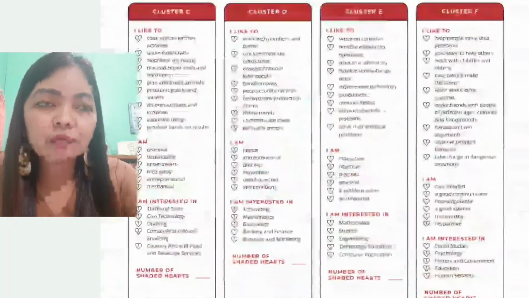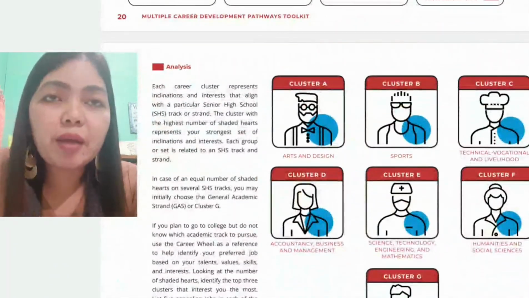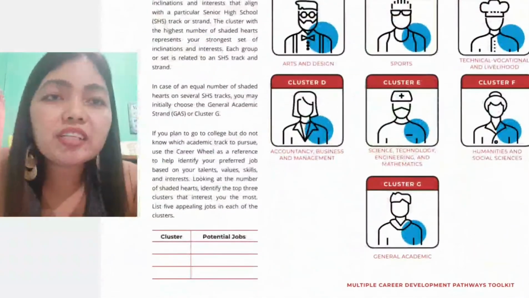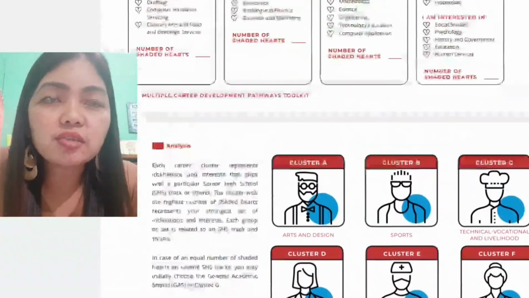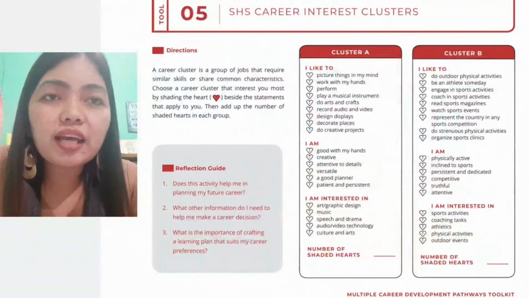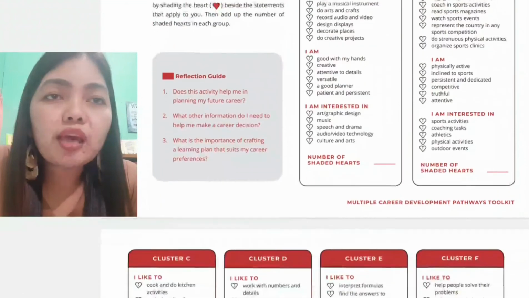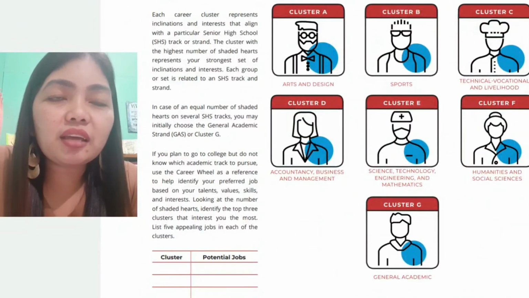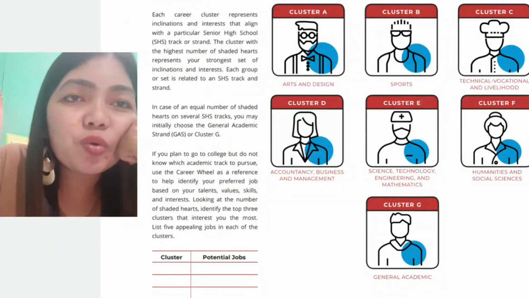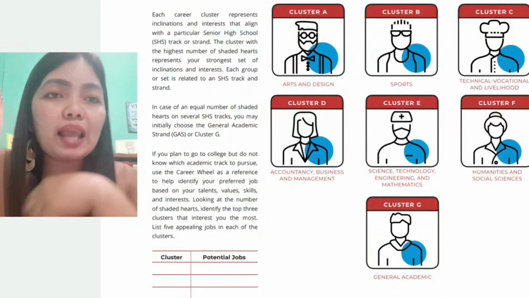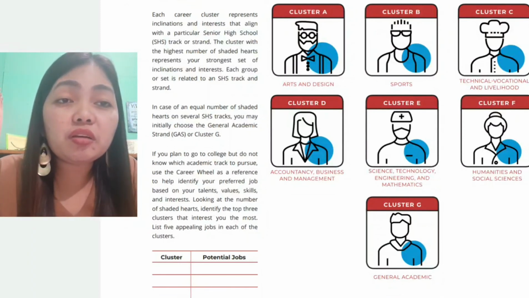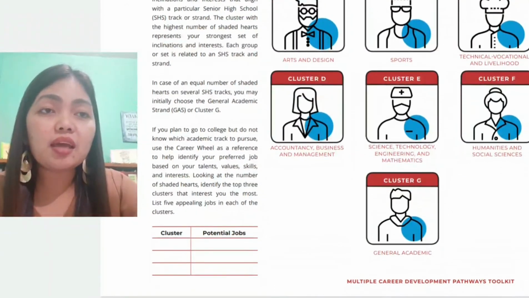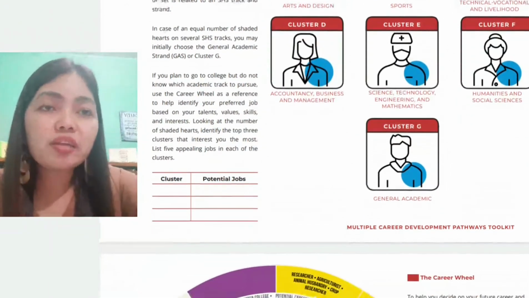So, ayan, napakaganda. Dahil ang iba't ibang clusters pala represent the different tracks and strands for senior high school. So, for example, here, under cluster A: I like to picture things in my mind. I like to work with my hands. I like to perform, play a musical instrument. Cluster A is Arts and Design. Cluster B, Sports. Cluster C, Technical, Vocational, and Livelihood. Cluster D, Accountancy, Business, and Management. Cluster E, Science, Technology, Engineering, and Mathematics. And Cluster F, Humanities and Social Sciences. And Cluster G, the General Academic.